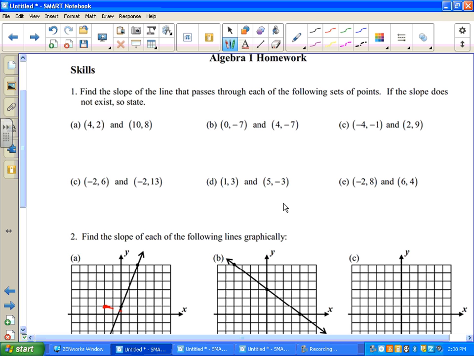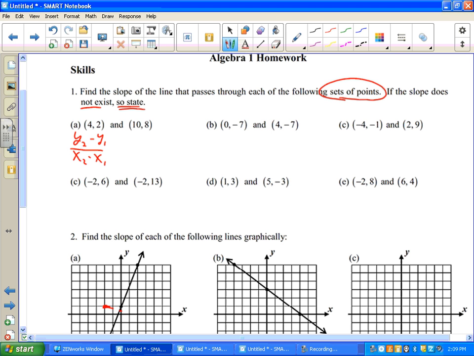It says, find the slope of the line that passes through each of the following set of points. If the slope does not exist, state that it doesn't exist. Okay? What do I do for A? Anyone? John? Y2 minus Y1 over X2 minus X1.